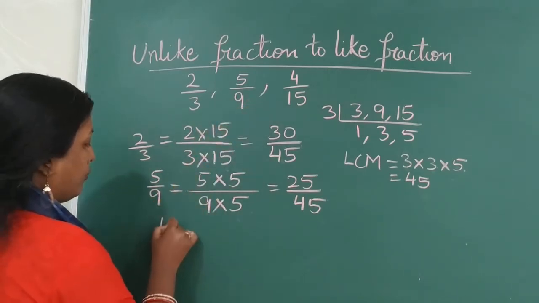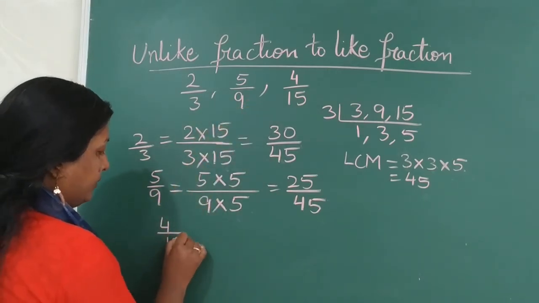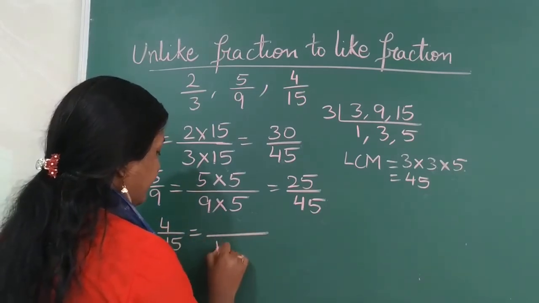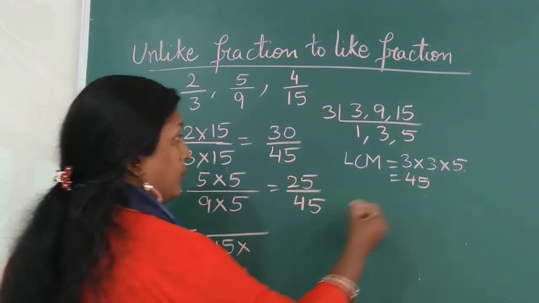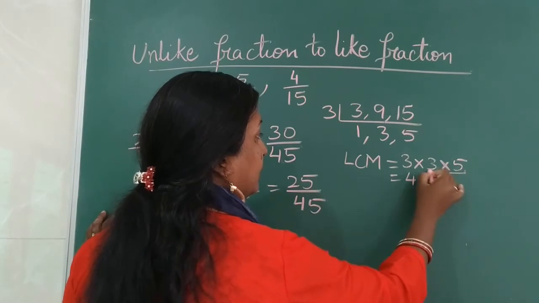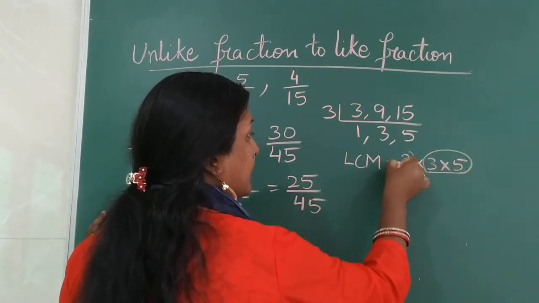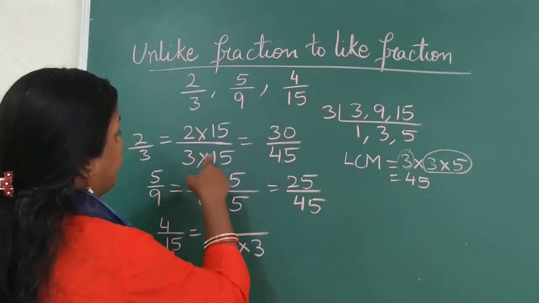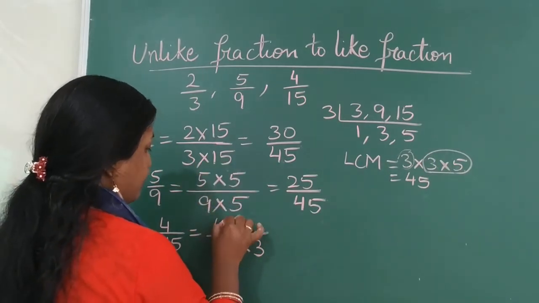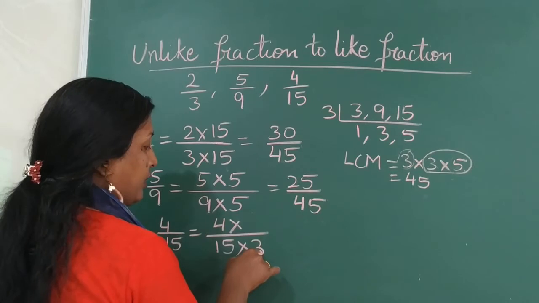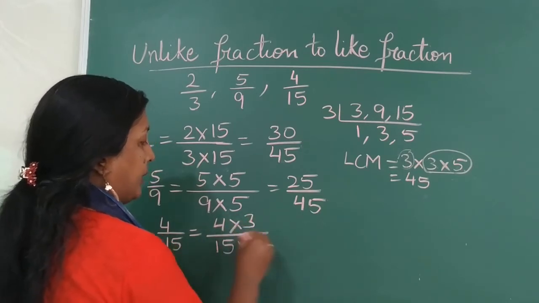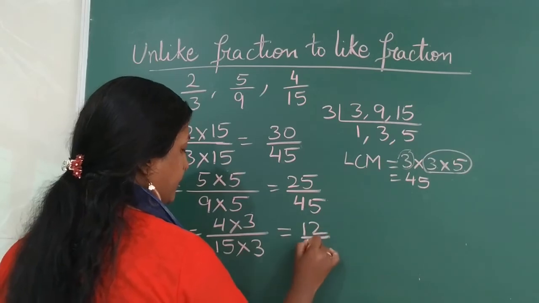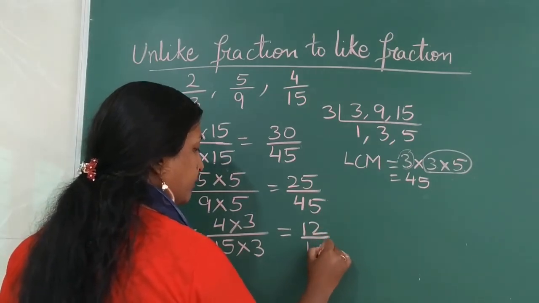The same way we go for 4 by 15. You have to think of a number that multiplies with 15 and gives you 45. So 3 5s are 15. Excluded. So what is left? 3. So we will multiply 3. 15 into 3 is 45. 4 into 3 is multiplied here. So 3 is also multiplied to the numerator. 4 3s are 12. 15 3s are 45.